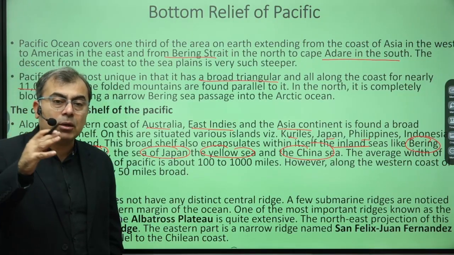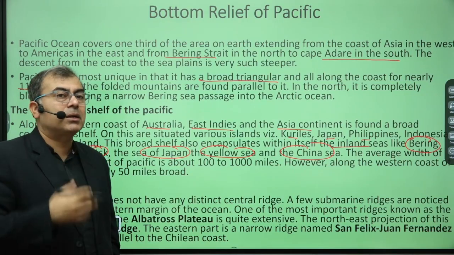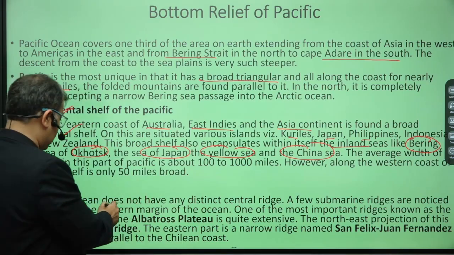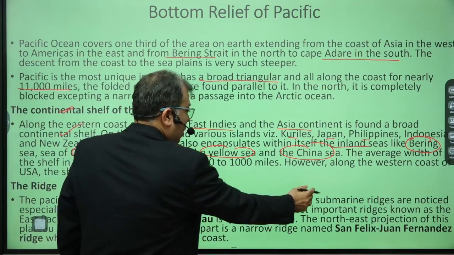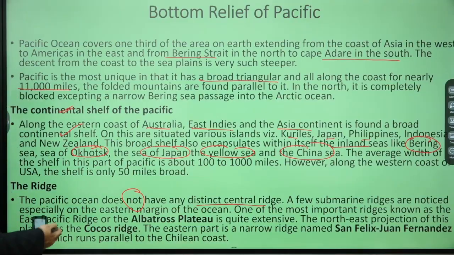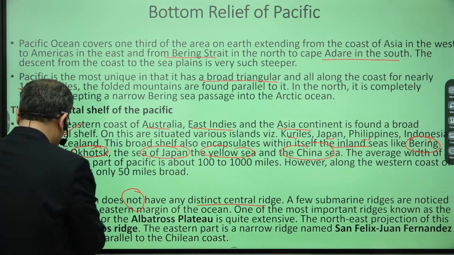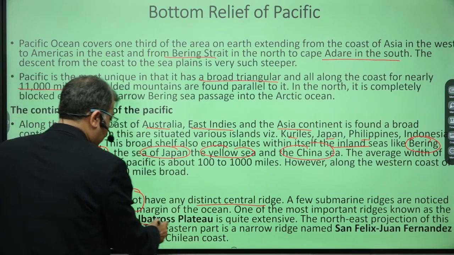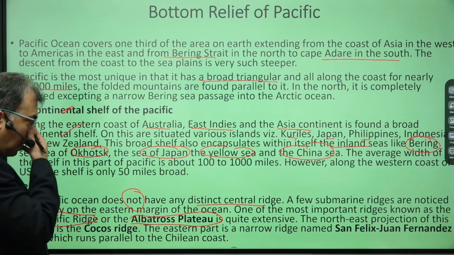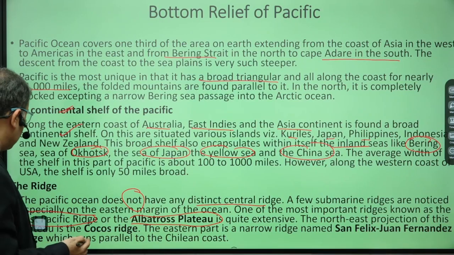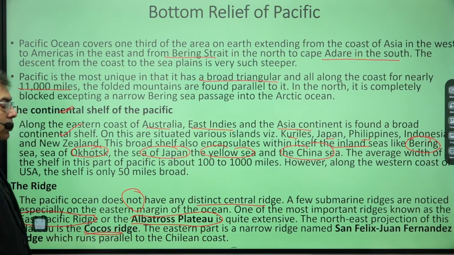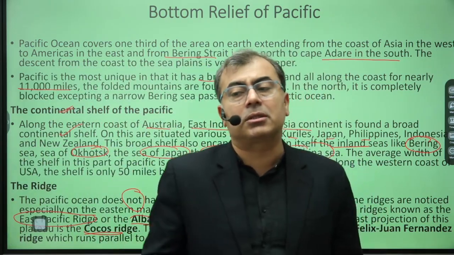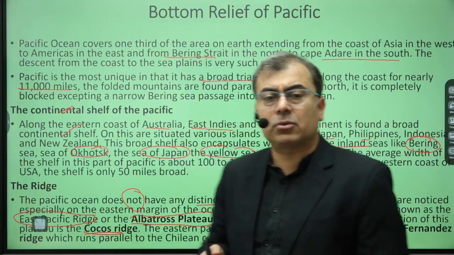Mostly the shelf is on the southwest side of it, the Australian side as well as this archipelago or the Chinese side. The ridge does not have a distinct central ridge. A few submarine ridges are noticed, especially on the eastern margin, and East Pacific Ridge is one. East Pacific Ridge, and the expansion is called Albatross Plateau. Okay. The northeast projection, this one extends into a ridge which is called the Cocos Ridge. So इसी का Eastern Pacific Ridge का extension towards I think Central America is called the Cocos Ridge.